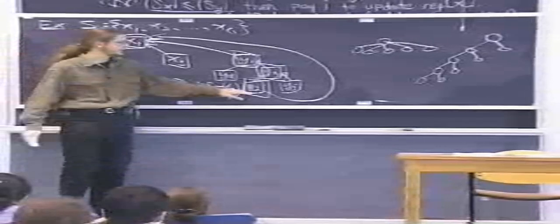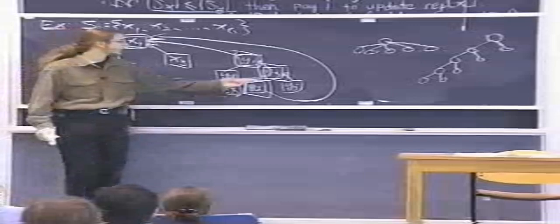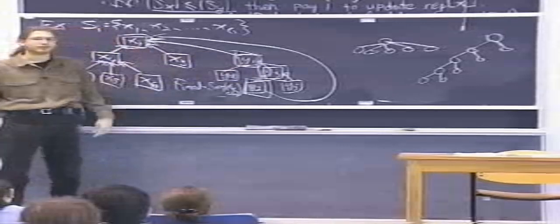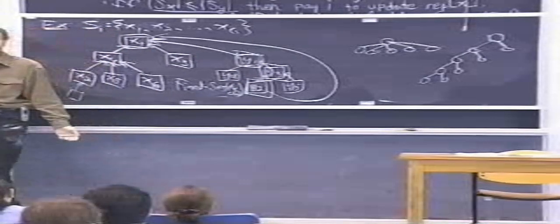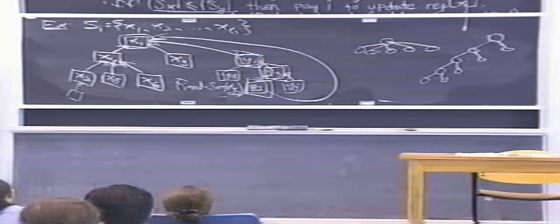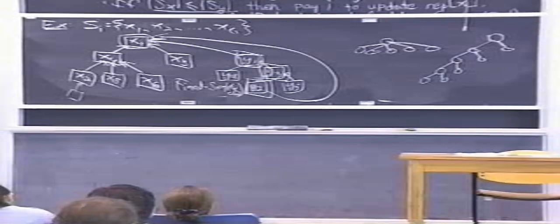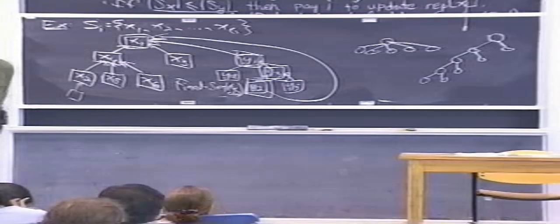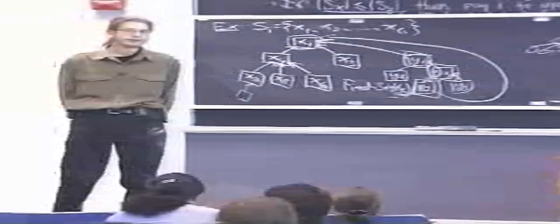So that's good for y2. But now if I do y3, I still have to visit all these nodes. So how can I make this even better? This is maybe a little trickier. That's why it's called trick 2. Okay, what should I do? Yeah? Just update the parent pointers of all the nodes on the path to the root.